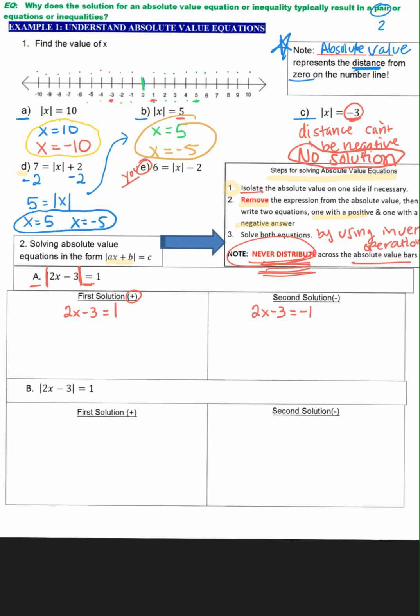So now we need to know what x equals. We solve these two different ways. We're going to add 3. So I get 2x equals 4, because those 3's cancel. Divide by 2, and I get x equals 2 as my first answer. And we know the absolute value always has 2. Now on the other side, I'm going to add 3. I get 2x equals 2. Divide by 2, and I get x equals 1.